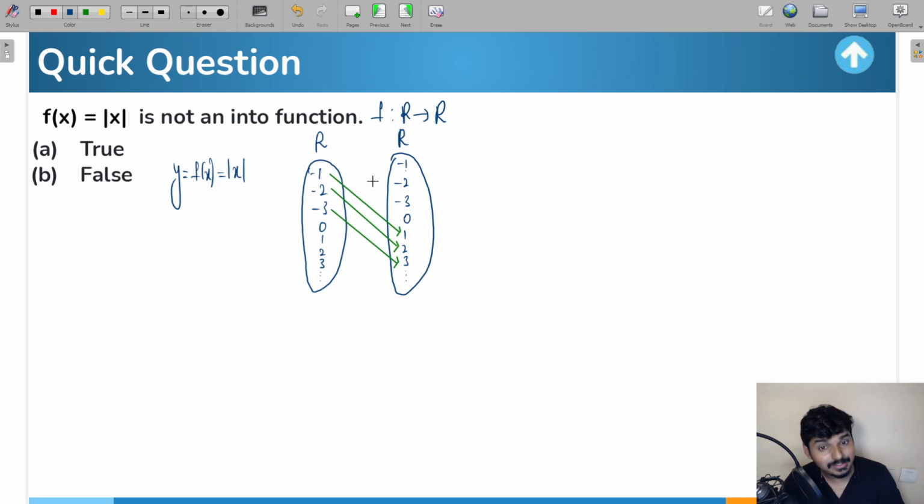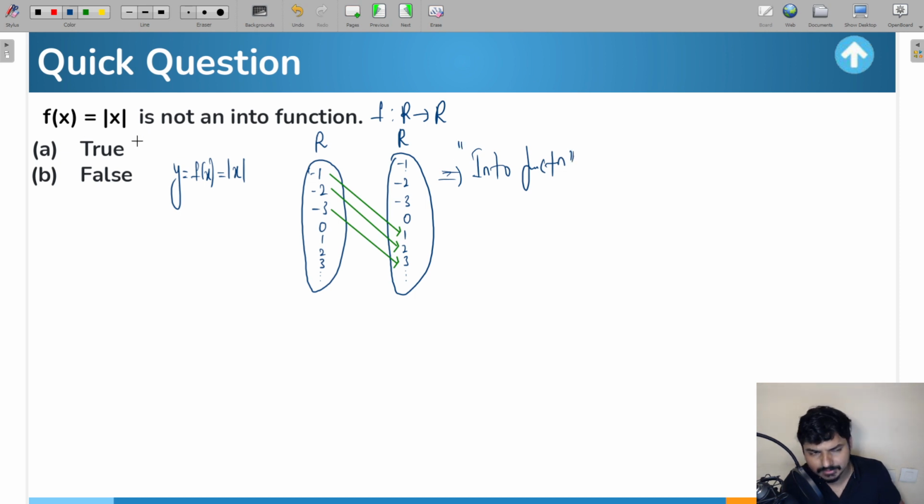So will this be an onto function? No, because in the case of onto, the codomain and range have to be the same. But in this case, range is not equal to codomain. In fact, range is a subset of codomain in this particular case. So what does that mean? Well, this function, y is equal to f of x equal to mod x, is not an onto function. It is going to be an into function. So I can say this one here is definitely going to be an into function.